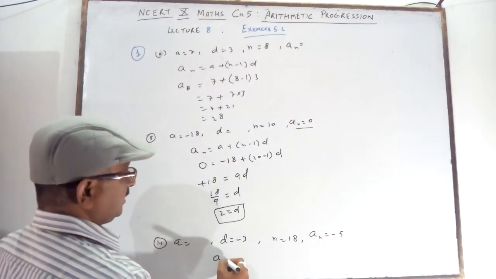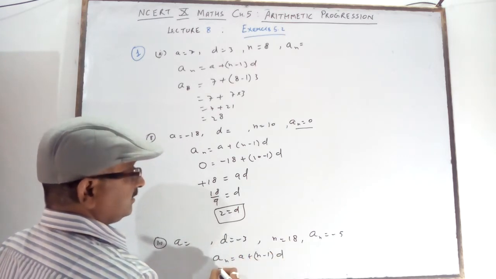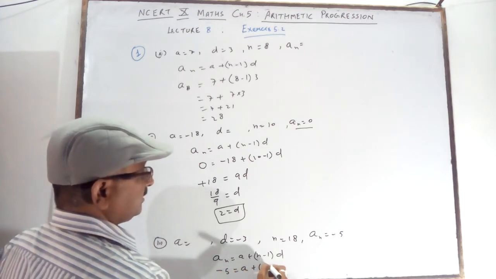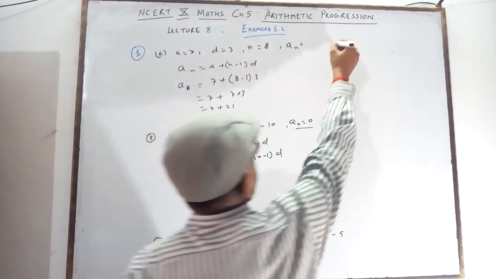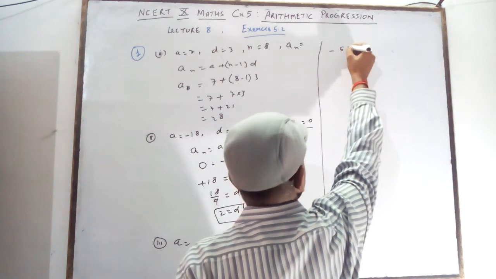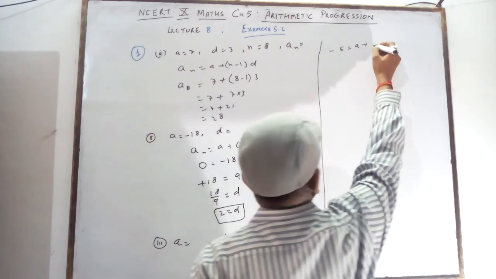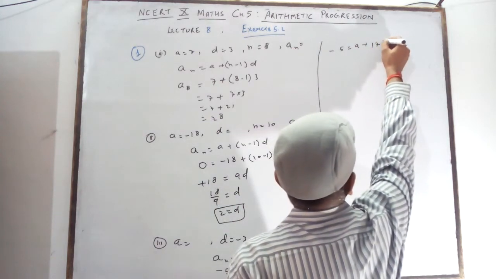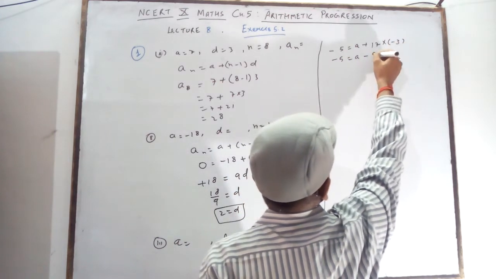Again you apply the formula An is equal to A plus N minus 1 into D. What is the An? An means minus 5. A is not given, plus 18 minus 1 into minus 3. Like this we will write. So what are you getting here? Minus 5 is equal to A plus 17 into minus 3. 18 minus 1 is 17. So you are getting minus 5 is equal to A minus 51.